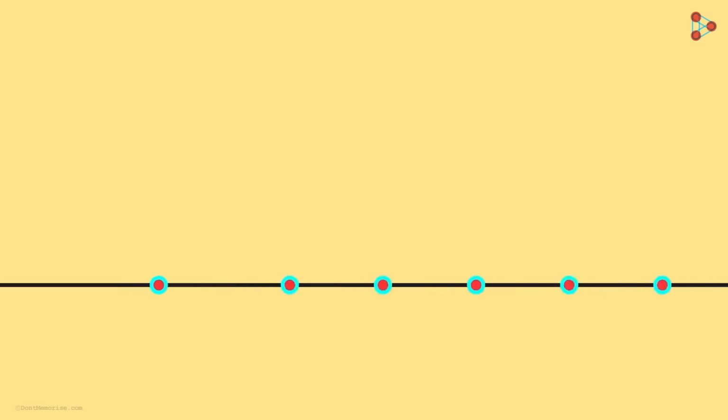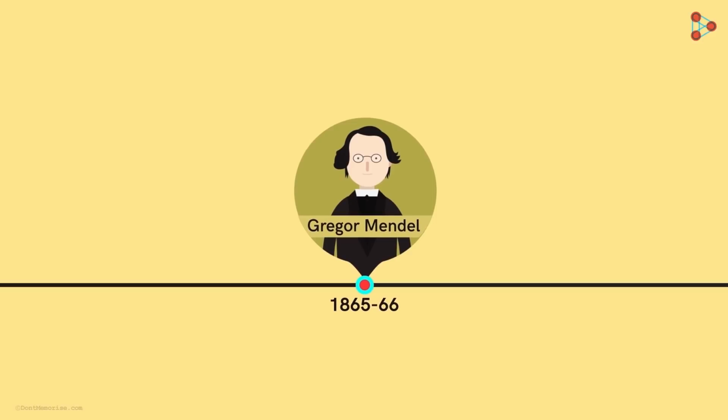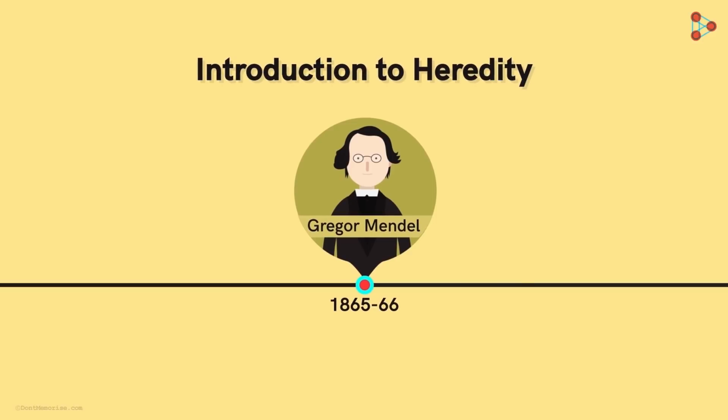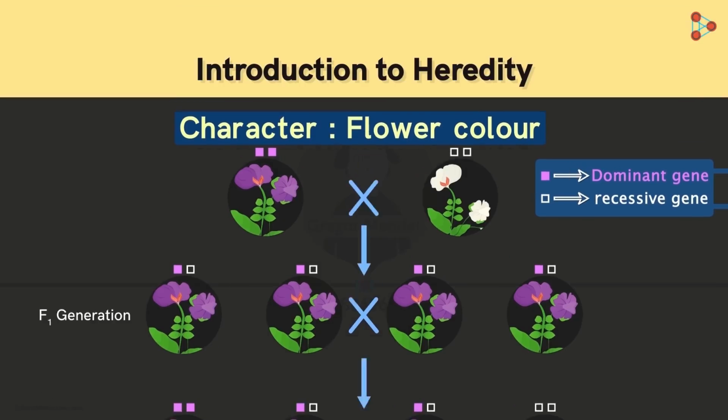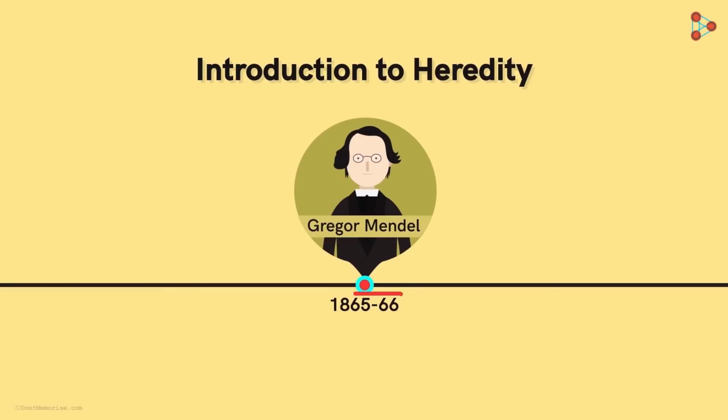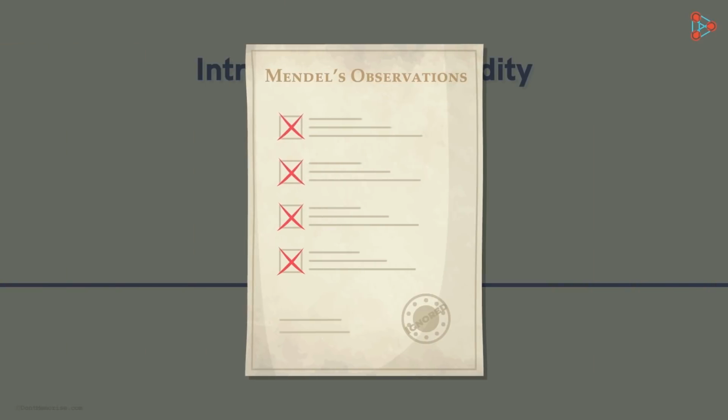To begin with, we have the father of genetics, Gregor Mendel, who introduced the concept of heredity to us. He was the first to hypothesize that there are factors which pass from parents to offsprings. This was around mid-1860s. However, his work was largely ignored.